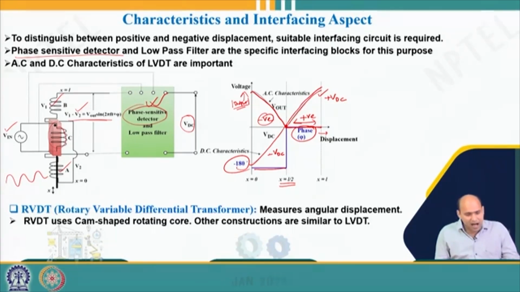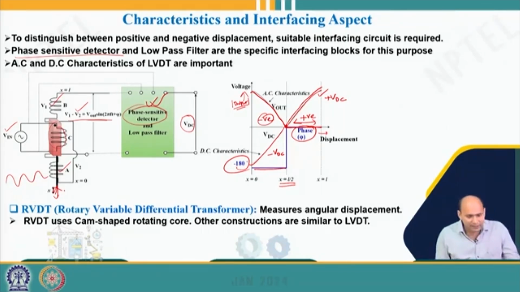Now next one is the RVDT. As I said, this LVDT is used for measurement of linear displacement, is not it? Because in this case my core is moving linearly. Now similar to the potentiometer, as we said, if I want to measure some angular displacement, then that linear potentiometer I cannot use, I have to use the arc shaped potentiometer, is not it?